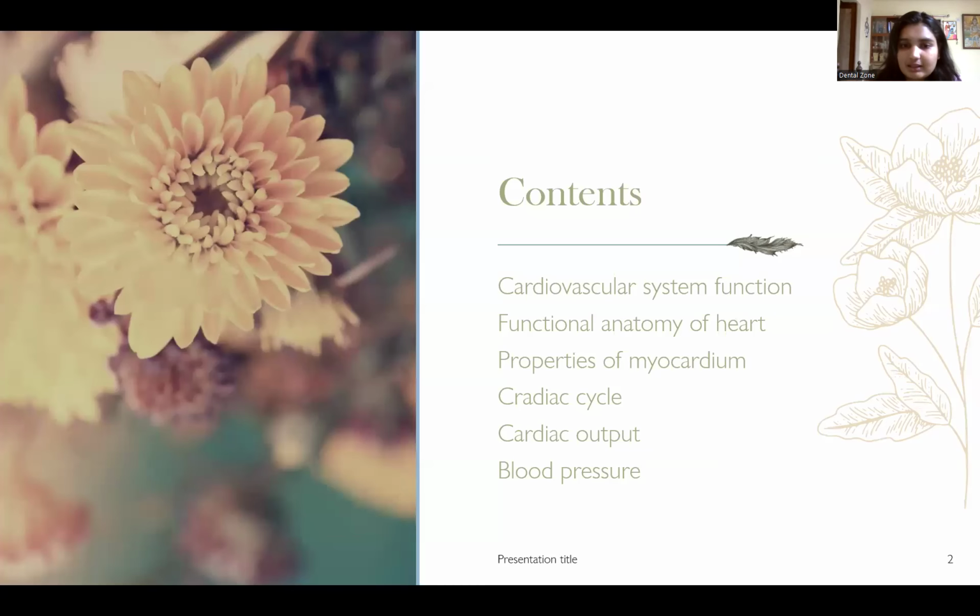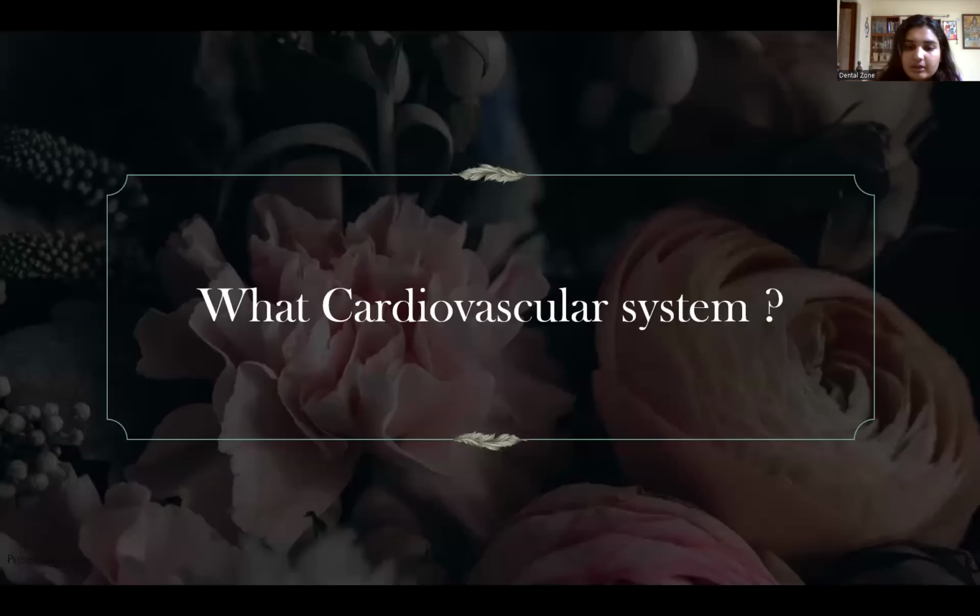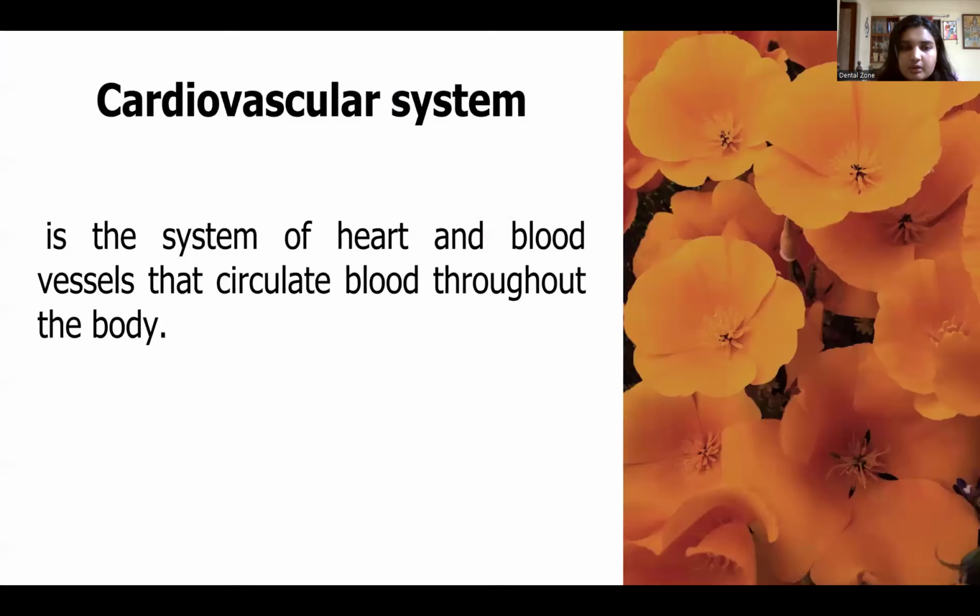So these are my contents: cardiovascular system function, functional anatomy of the heart, properties of the myocardium, cardiac cycle, cardiac output and blood pressure. So what is the cardiovascular system? The cardiovascular system is the system of heart and blood vessels that circulates blood throughout the body.